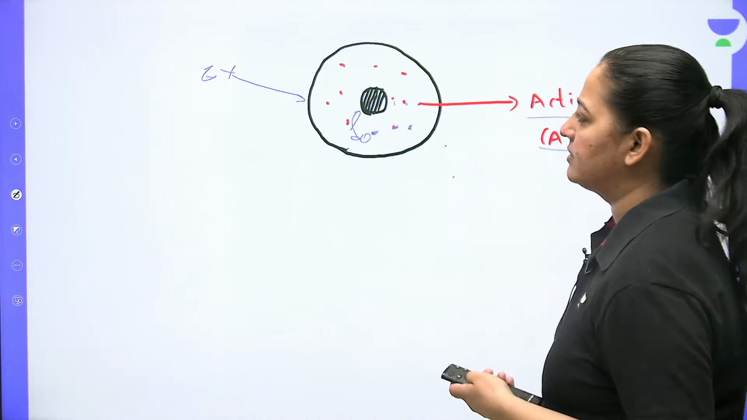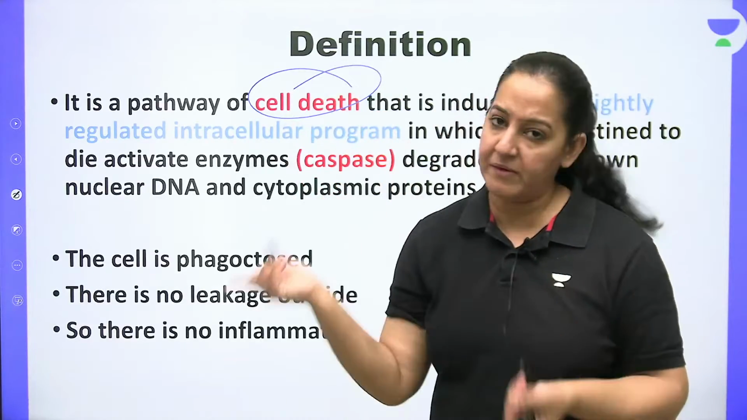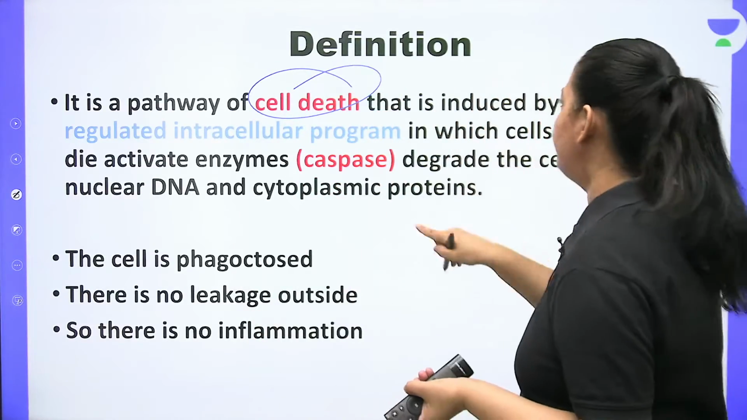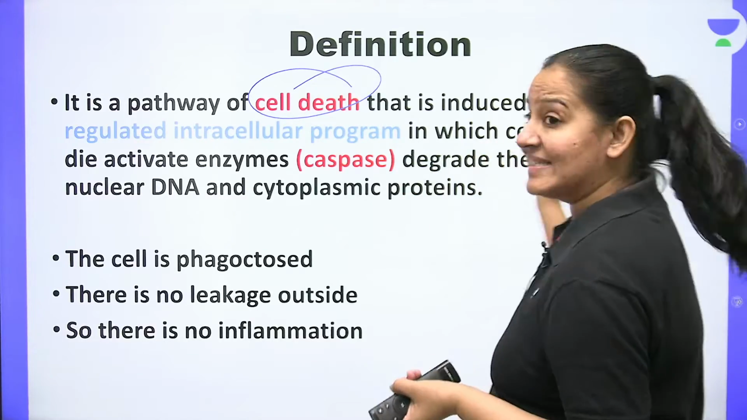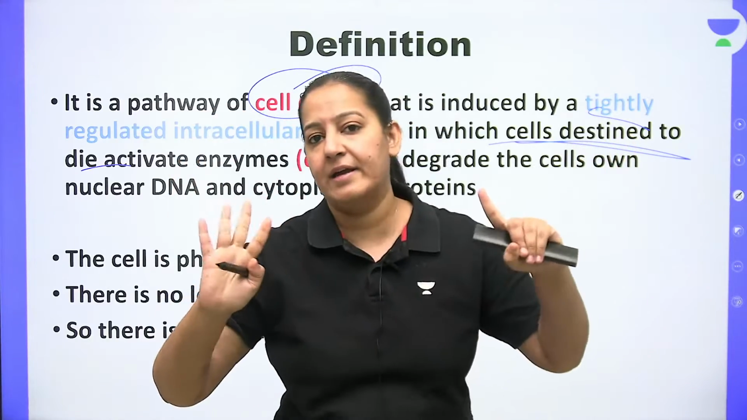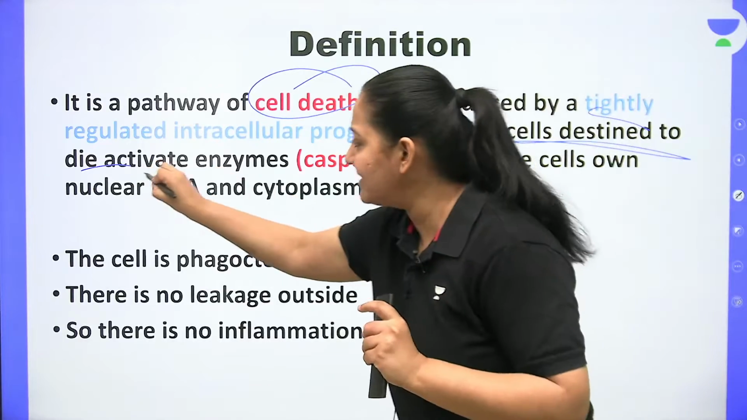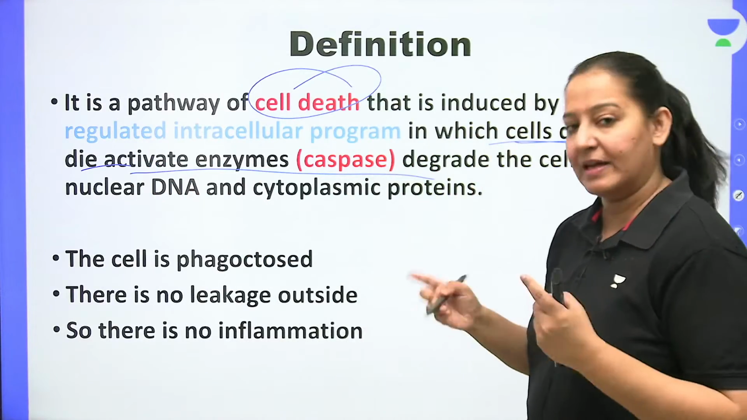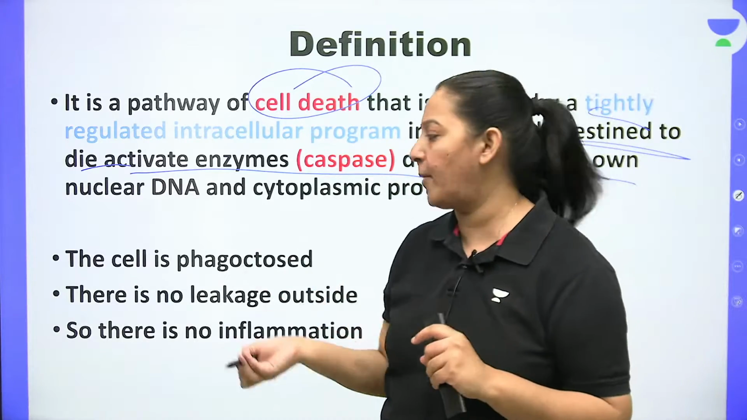So what is the definition? This is the definition. Apoptosis is one of the pathways of cell death, a tightly regulated program in which the cell which is destined to die, the cell which gets a signal for dying, activates an enzyme known as caspase inside it. Caspase degrades the cell into multiple apoptotic bodies.